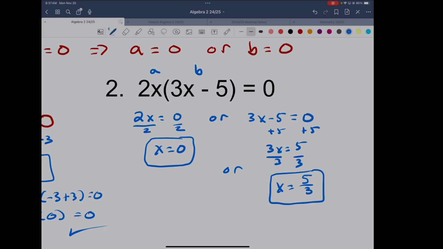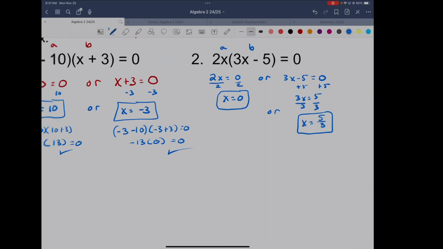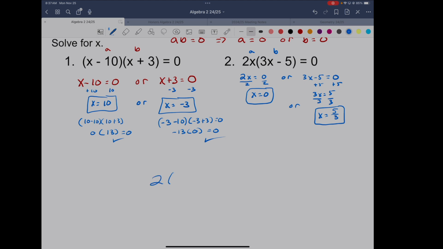If there's not a variable involved, say I had something like 2 times (3x plus 4) equals 0.